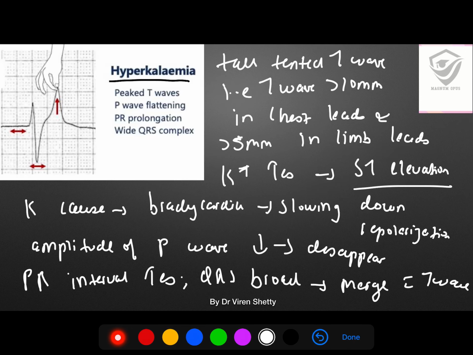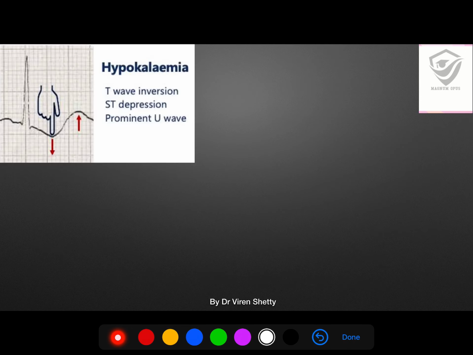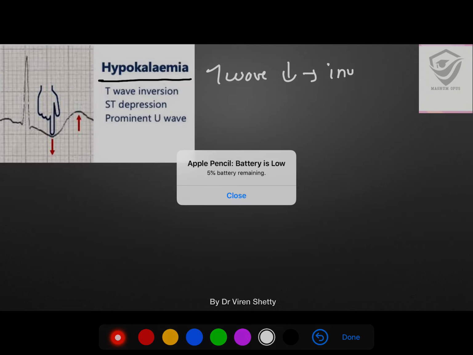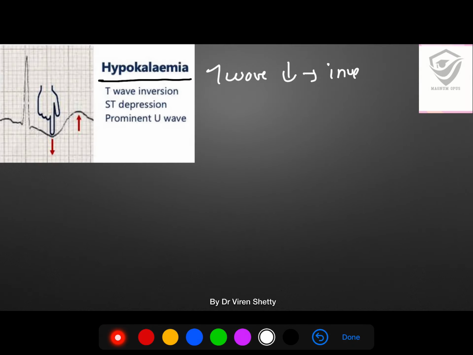So this was all about hyperkalemia. If you get an MCQ, you will easily be able to pick it up. Now we'll go towards hypokalemia. If you understood and remember hyperkalemia, then easily you will tell what hypokalemia is. The T wave amplitude is reduced, or you also see a T wave inversion as you are seeing on your screen. That will lead to ST depression, very easy to remember.